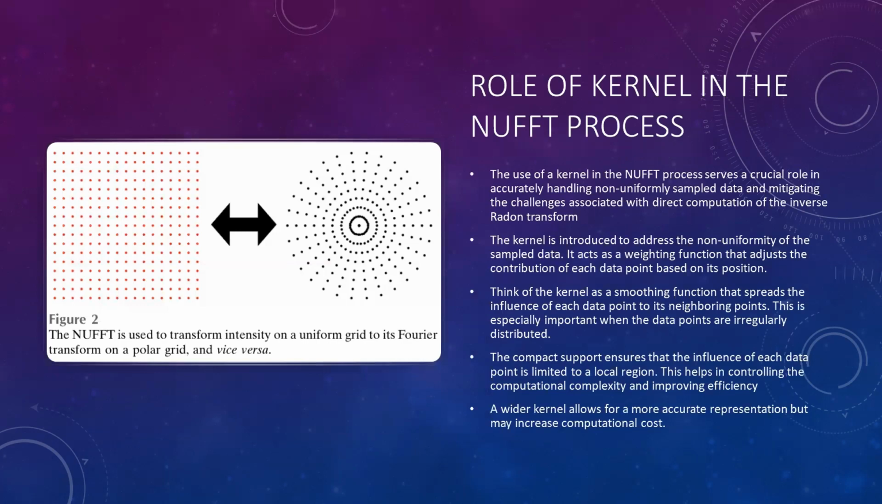The kernel is introduced to address the non-uniformity of the sample data. It acts as a weighting function that adjusts the contribution of each data point based on its position. Now think of the kernel as a smoothing function that spreads the influence of each data point to its neighboring points. This is especially important when the data points are irregularly distributed. A wider kernel allows for a more accurate representation, but may also increase the computational cost.